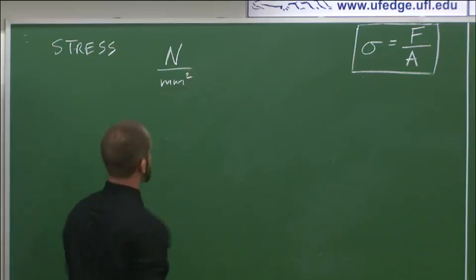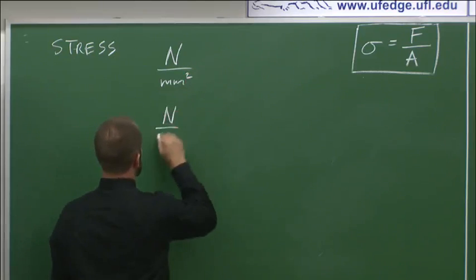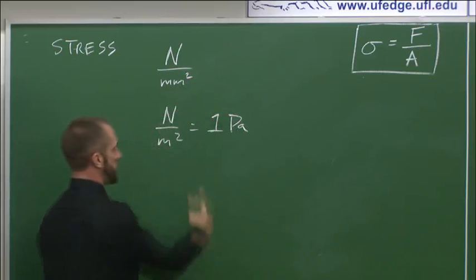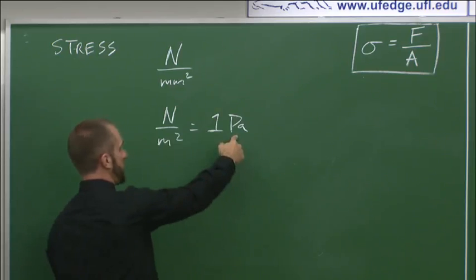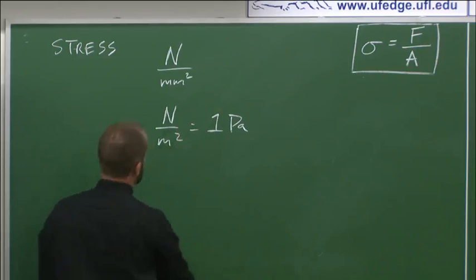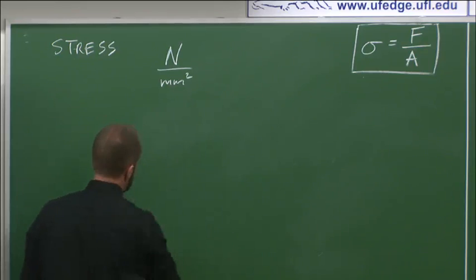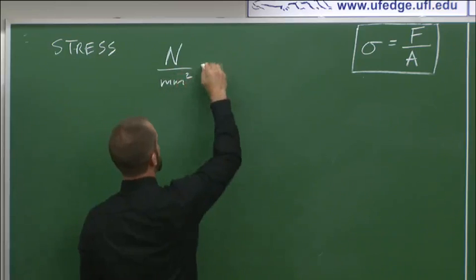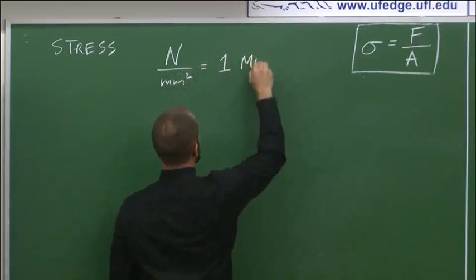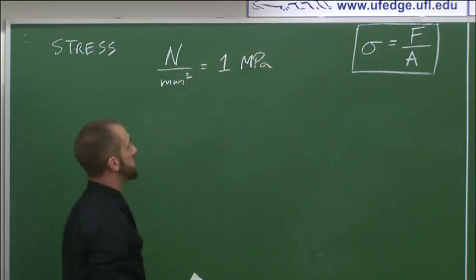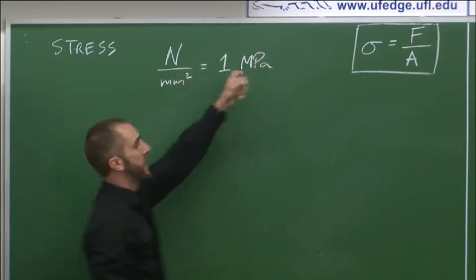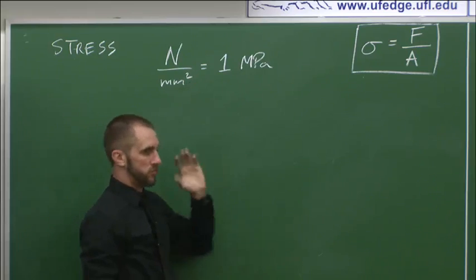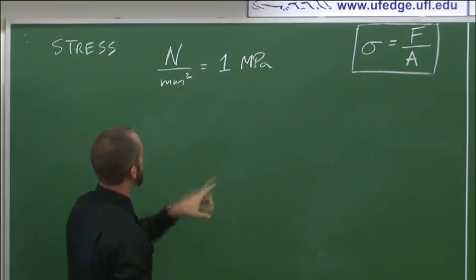All right, so a Newton per meter squared is defined as a Pascal. This is a derived unit. I like to express it in newtons per millimeter squared. This is a little trick that you pick up over the years. A Newton per millimeter squared is 1 megapascal. 1 million pascals is a Newton over 1 square millimeter. Trust me, you're going to like this later on.